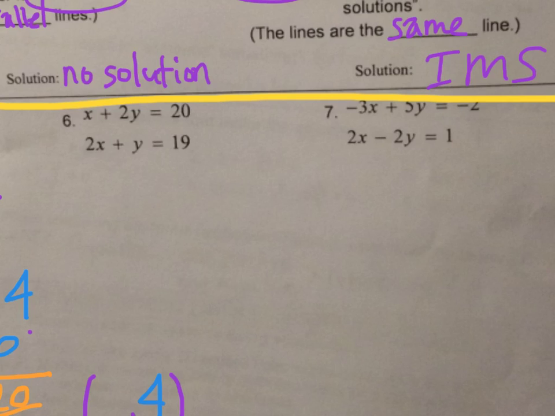Now I want you to try number 6 and number 7 and have those ready to go when you come to class, and I might call on you to tell me what you got.